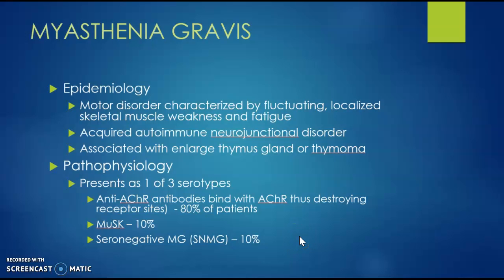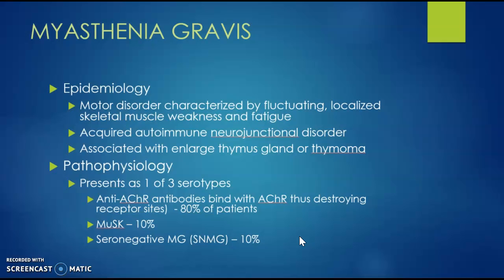So now we're going to talk about myasthenia gravis. This is a motor disorder in which you see fluctuating localized skeletal muscle weakness and fatigue. It comes from an autoimmune disease that is acquired, and it affects the neurojunctional motor function and is often associated with a patient having an enlarged thymus gland or a thymoma, which is a growth of the thymus gland, although it is not always totally understood what that connection is.